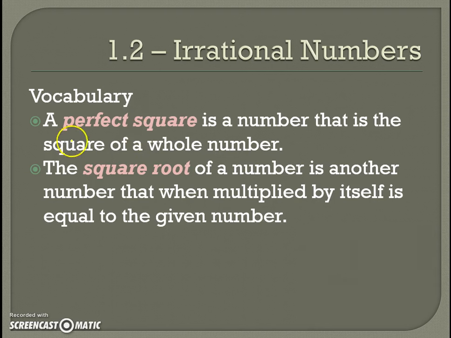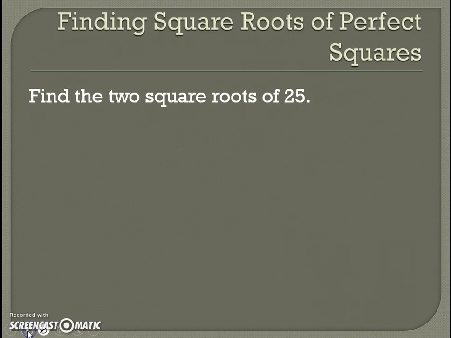When we're talking about perfect squares right here, we're talking about values that do not include repeating decimals or anything like that. A perfect square is a number where the square root is a whole number. The square root of a number is another number that when multiplied by itself gives you another number. And there's a couple ways this shows up, so let's take a look at those.